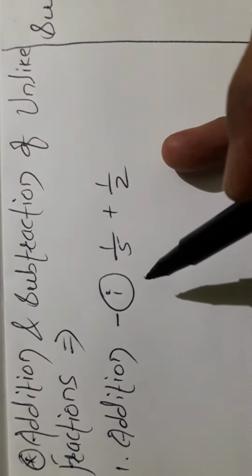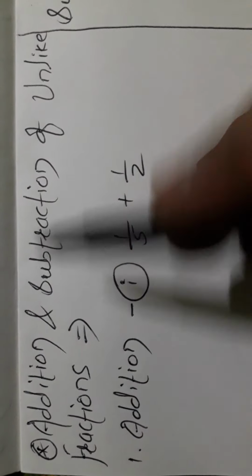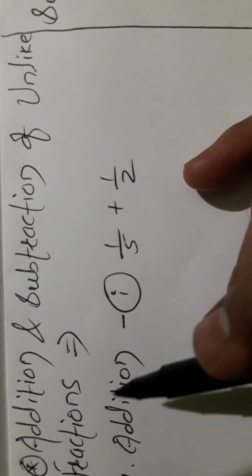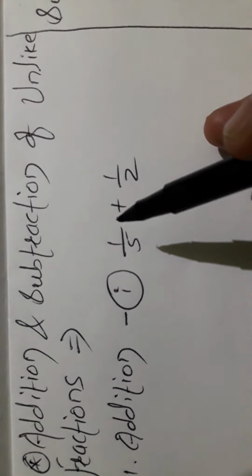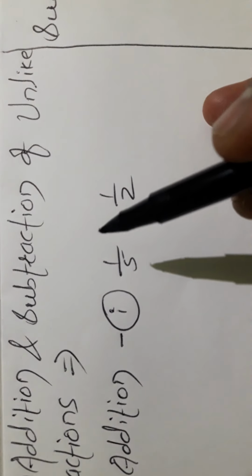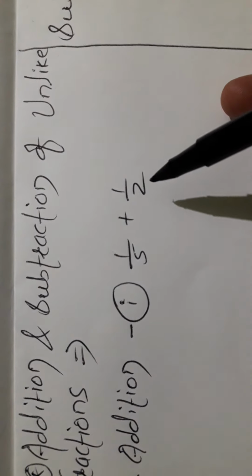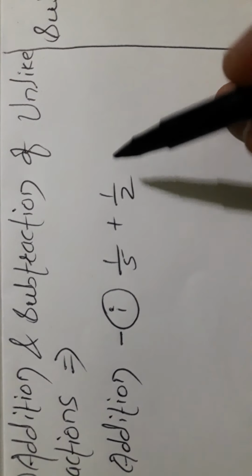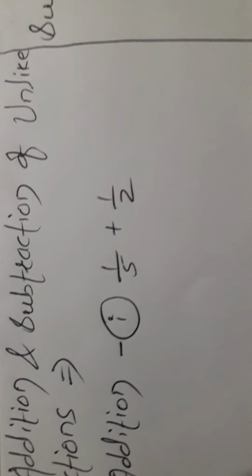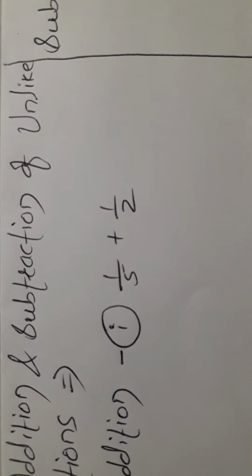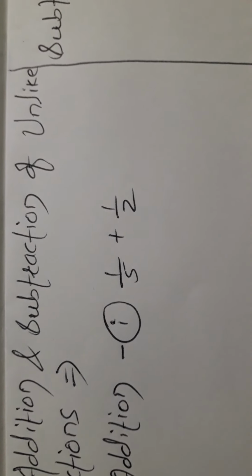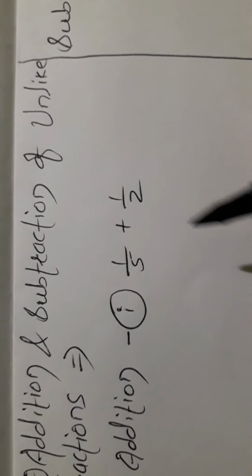Okay, now here I have written one example. First you will see addition, then you will see subtraction. Look, we will add these first: 1 upon 5 plus 1 upon 2. If you observe both fractions, you will come to know that both have different denominators. Here 5 is there, here 2 is there. Then how to add these?